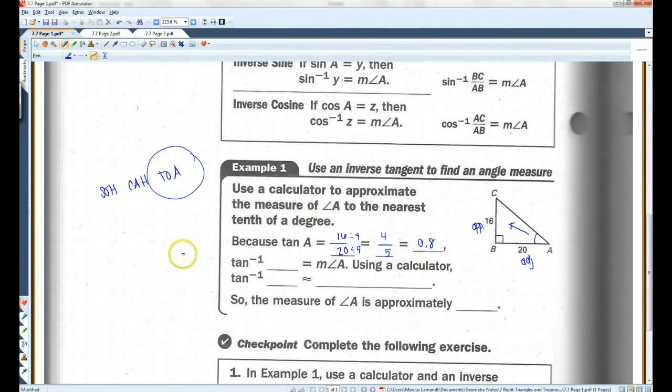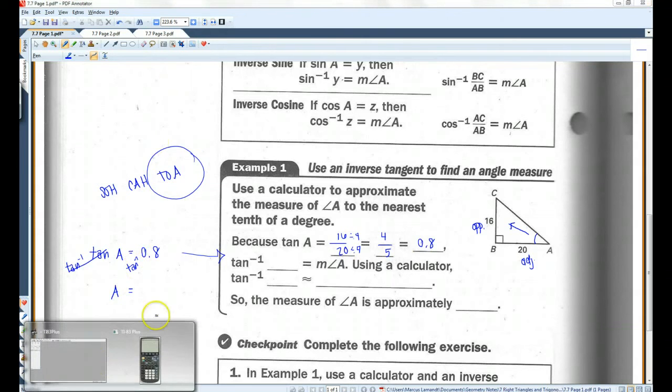Okay? I'm going to add a step in here. This is what we have. Tangent of A equals 0.8. But I don't want tangent of A, I want A. So how do I get rid of tangent? This is what you do. You're going to take inverse tangent of both sides. Inverse tangent cancels out the tangent, and now all you're left with is A. So you just have to find inverse tangent of 0.8. Let's go ahead and do that.